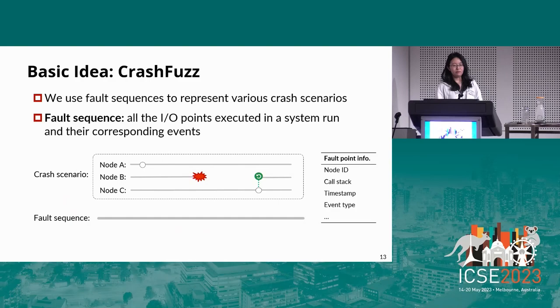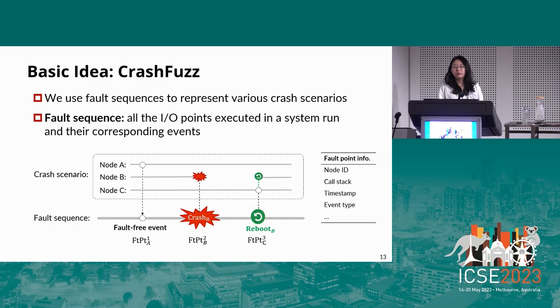In this work, we propose CrashFast, a novel approach to achieve this goal. Our basic idea is using fault sequences to represent various crash scenarios. A fault sequence contains all the I/O points executed in a system run and their corresponding events, including node crash event, node reboot event, and fault-free event.